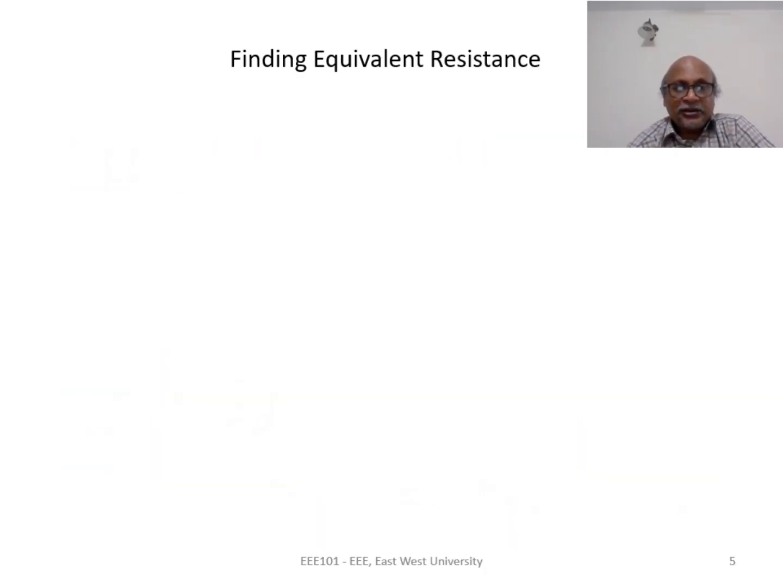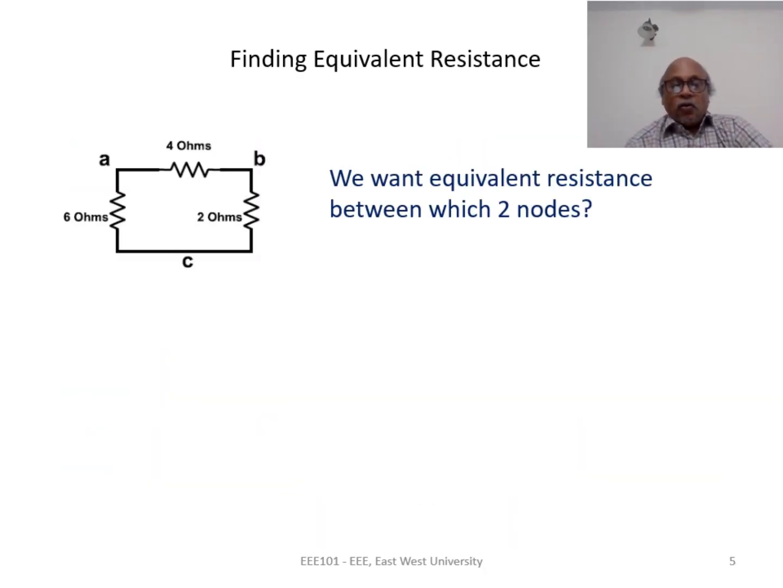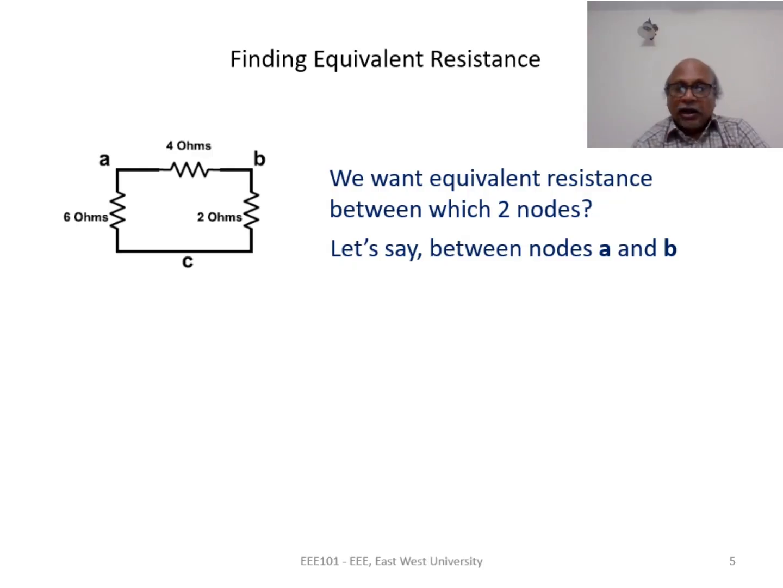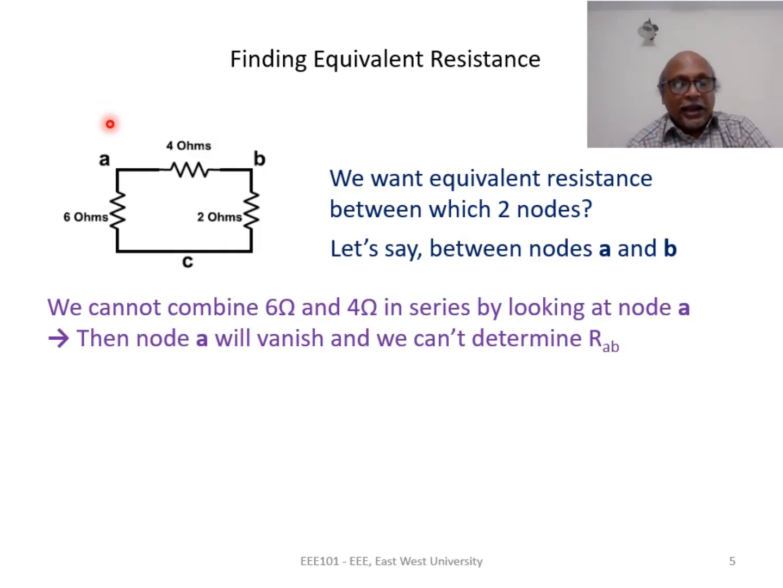We look at the next slide. Say we do not know between which two nodes we want to find the resistance. That is something that should be specified. We mention that our observation nodes are A and B. We want RAB. Now, if we look at node A and combine 4 ohms and 6 ohms in series, the equivalent will be 10 ohms, and that 10 ohms will appear between node B and node C, and the intermediate node A will vanish.